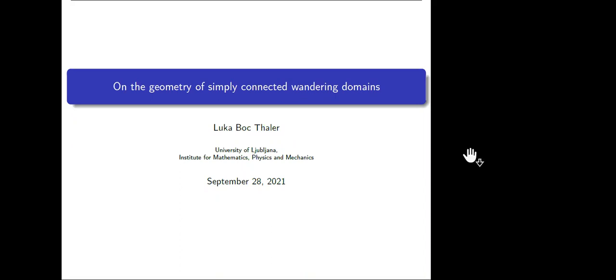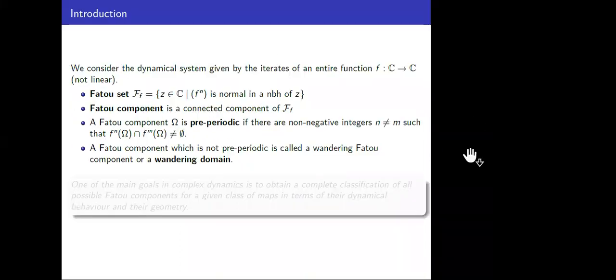We consider the dynamical systems given by the iterates of an entire function, a function from C to C. Just to recall basic definitions: the Fatou set is the set of all points that have a neighborhood on which the family of iterates is a normal family. And a Fatou component is a connected component of this set.